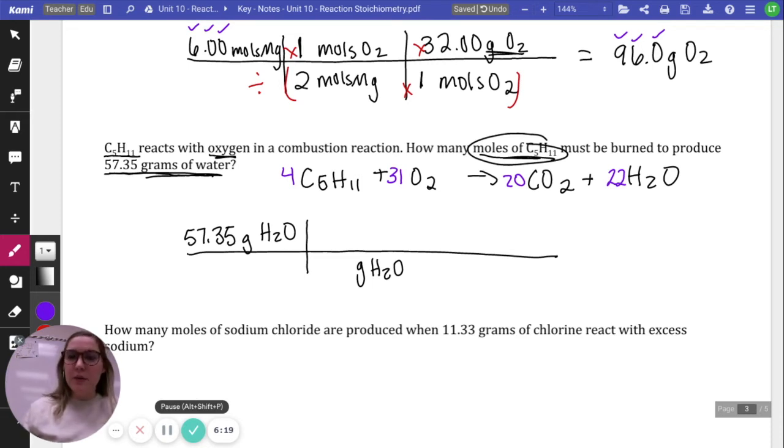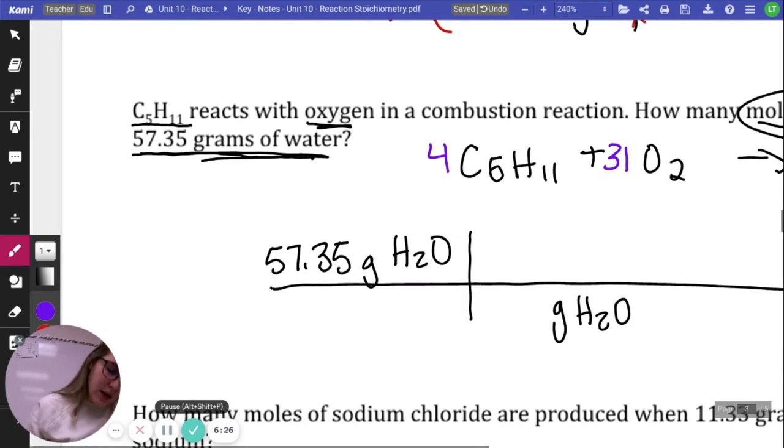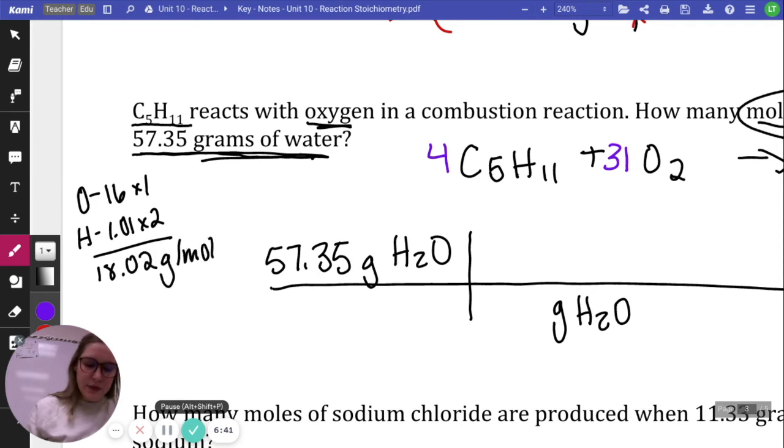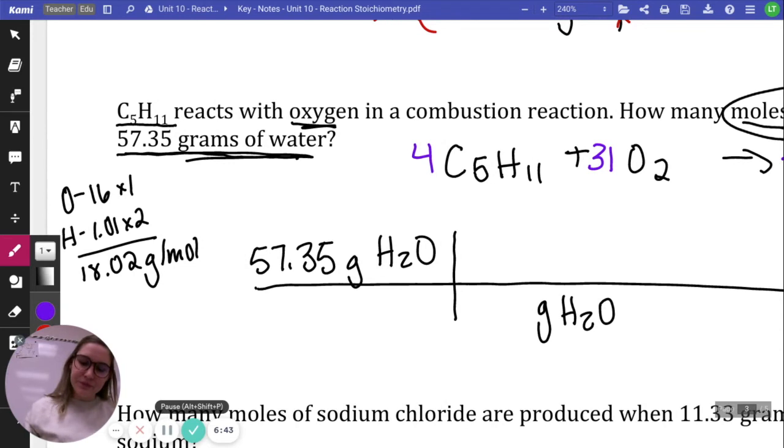So since I'm in grams, I'm going to use my molar mass. So I'm going to add up my masses from my periodic table. Oxygen is 16, and I have 1 oxygen. Hydrogen is 1.01. I have 2 hydrogens. Add that together, and I get that my molar mass of my water is 18.02 grams per mole. So I know that for 18.02 grams, there is 1 mole of water.